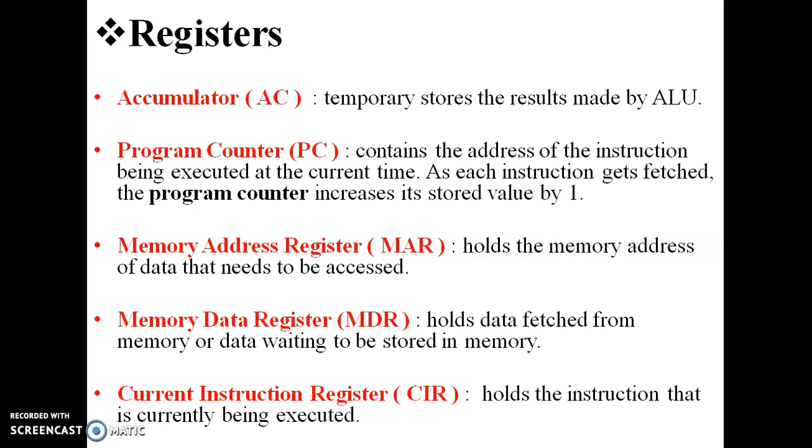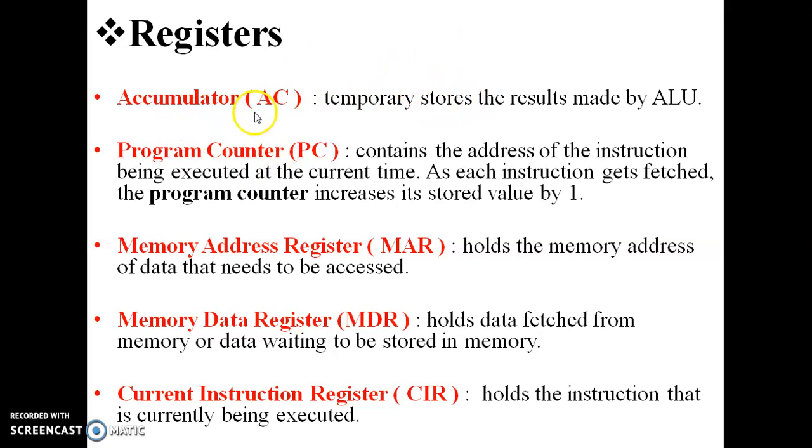So let us see the basic registers in it. As I've already shown you in the von Neumann architecture diagram, there are various registers, which are AC, PC, MAR, MDR, and current instruction register. Now AC stands for accumulator. Accumulator is the register which is used to store the temporary results produced by the ALU. Let's say for an example, you are performing addition a plus b, the value of a is 2, the value of b is 3, obviously the result will become 5.